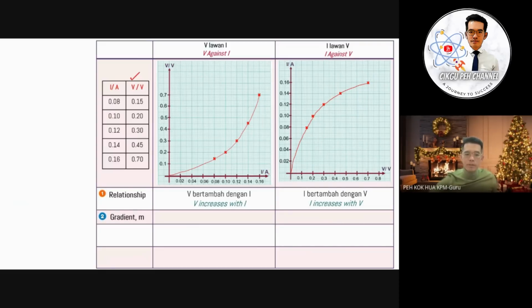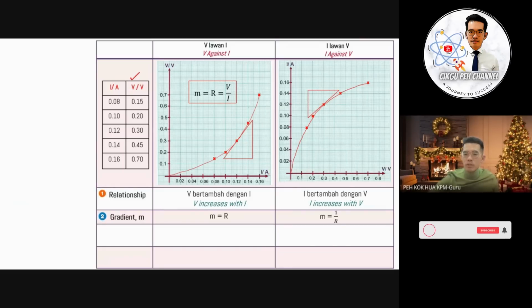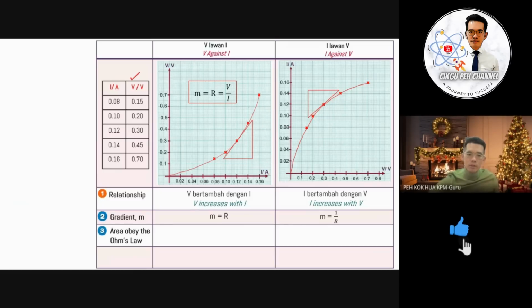Okay, the second is the gradients. For the V against I graph, the gradient actually represents resistance, which you get through the method I showed you just now: draw a triangle, then get y over x, and you get the resistance already. Then for the graph I against V, the gradient actually represents 1 over R. Okay, so please remember this. And the third here is the area that obeys Ohm's law.